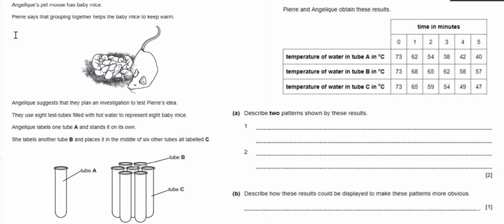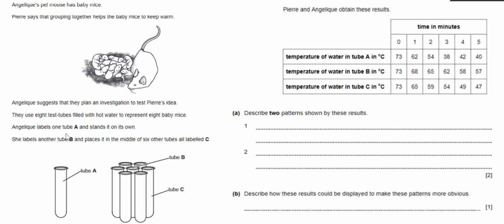Here we go. This is another example of a thinking and working scientifically exam style question, or topical question. Angelique's pet mouse has baby mice. Here it says that grouping together helps the baby mice to keep warm. Angelique suggests that they plan an investigation to test Pierre's idea. They use 8 test tubes filled with hot water to represent 8 baby mice.